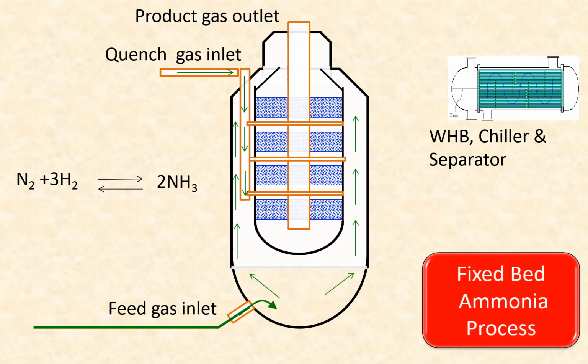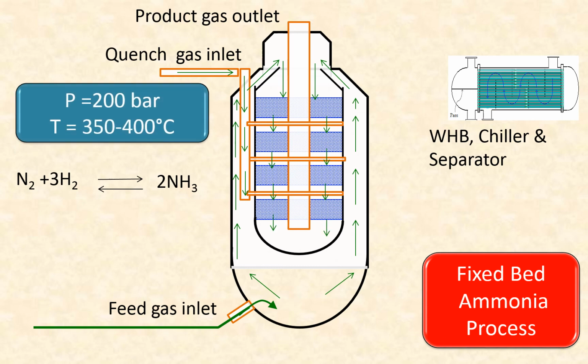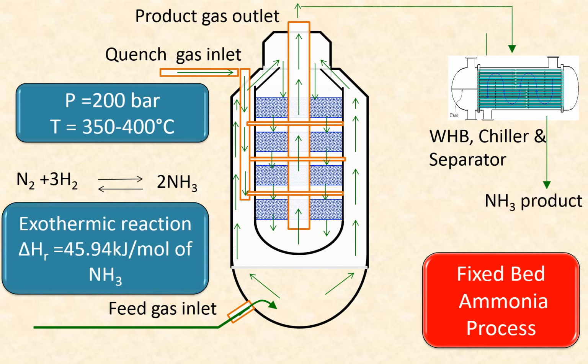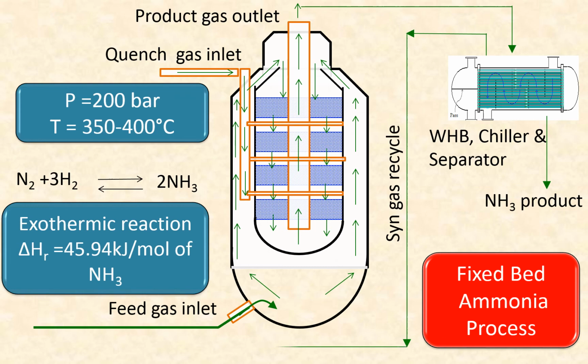This figure illustrates a typical ammonia synthesis unit where the reactor conversion limited by equilibrium is enhanced by recycle of the unconverted synthesis gas after waste heat recovery, chilling by ammonia refrigeration, and separation.